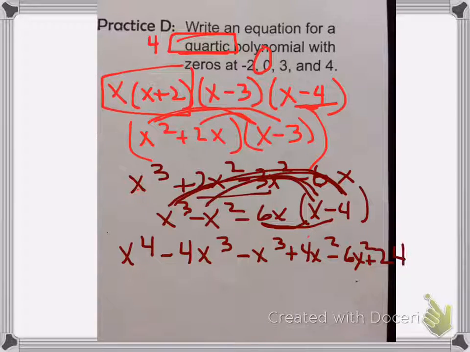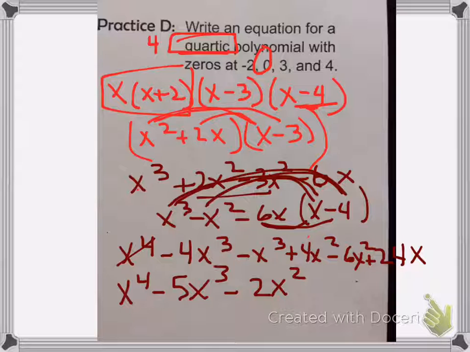I'm going to keep combining like terms here. My highest power is 4, and I only have one of them. On my x cubes, I have a negative 5 of them. On my x squareds, I have a minus 2 of them, and then plus 24x. That one was really messy. I'm sorry that I messed that up in the middle. Don't lose your powers. That's the key right there.